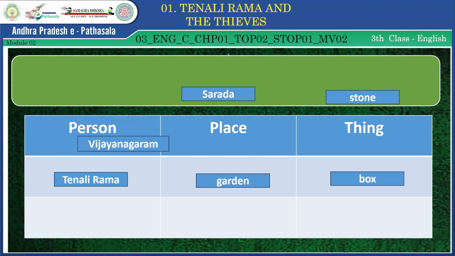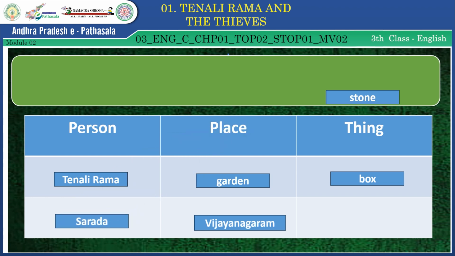Vijayanagaram. Well done, children. Vijayanagaram is the name of a place. Sarada. Well done, children. Sarada is the name of a person. Stone. Well done, children. Stone is the name of a thing. Well done, children. Congratulations to all.